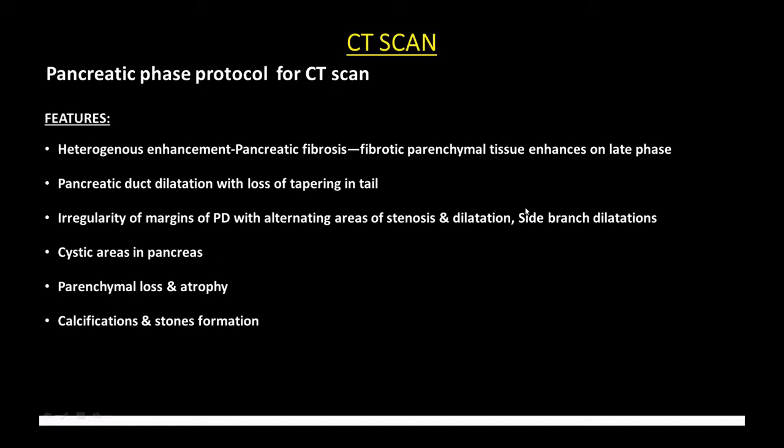With time, as the fibrosis advances, there is traction on the ductal system and the pancreatic duct starts to dilate with loss of its tapering in the tail region. Due to fibrosis, the margins of the pancreatic duct are significantly irregular. There is associated side branch ectasia, and there is formation of strictures and alternating areas of stenosis and dilatation. As the ductal pressure continues to rise, there is formation of cystic areas in the pancreas, which may be smaller in earlier stage, and we can see large pseudocyst formation also in the course of chronic pancreatitis.